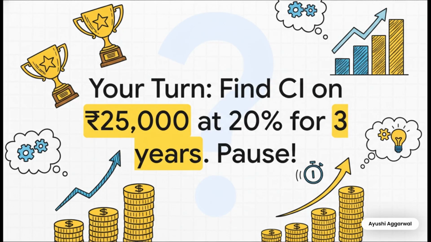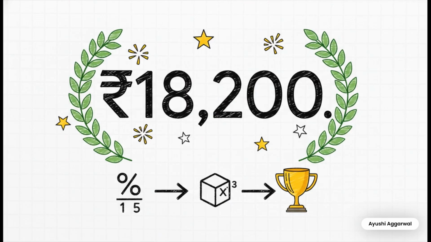All right, now it's your turn. Go ahead and pause the screen, take your time, and try to solve this question using the same ratio method. Let's see what answer you get. Okay, I hope you gave it a shot. The correct answer is 18,200 rupees. The method was exactly the same.